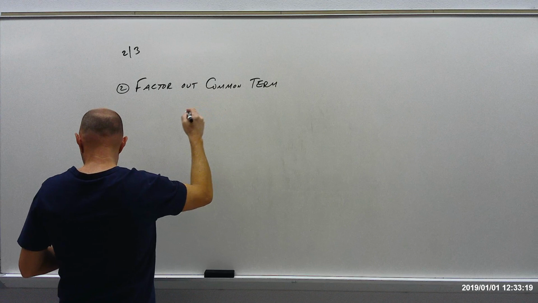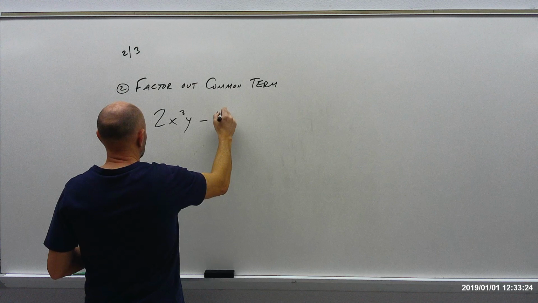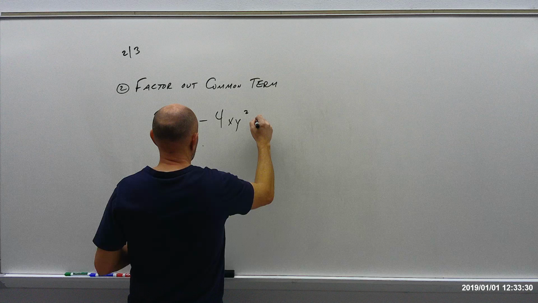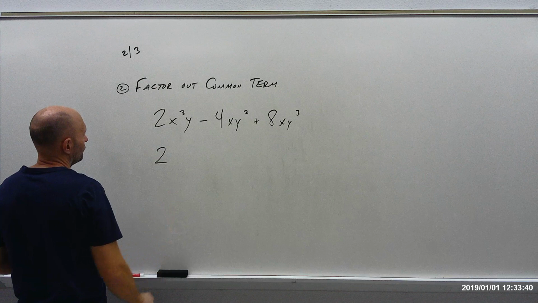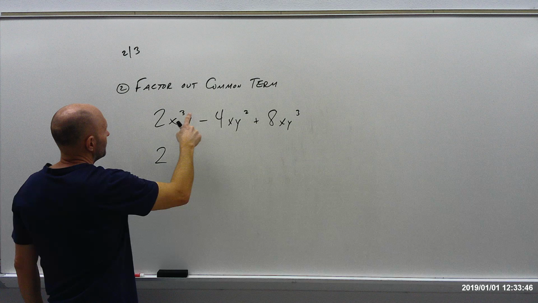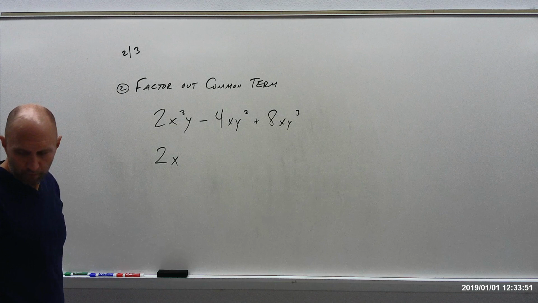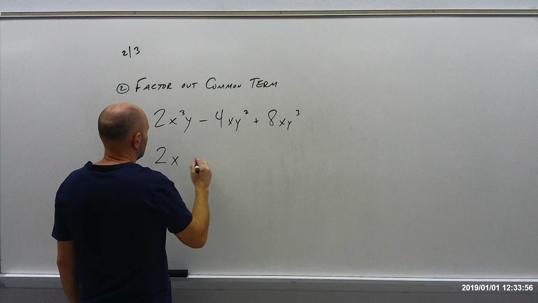So we have 2x to the third y minus 4xy squared plus 8xy to the third. As far as the coefficients, we have a 2, 4, and 8, so the only thing I can take out is 2. For the x's, I have x to the third, x to the first, x to the first, so the only thing I can take out is x to the first. And for the y's, I have y to the first, second, third, so I can only take out 1.